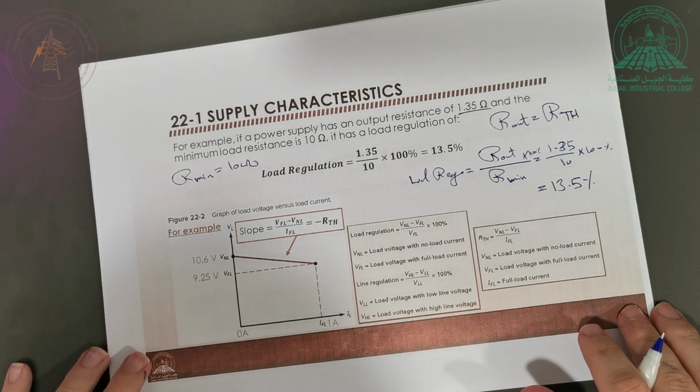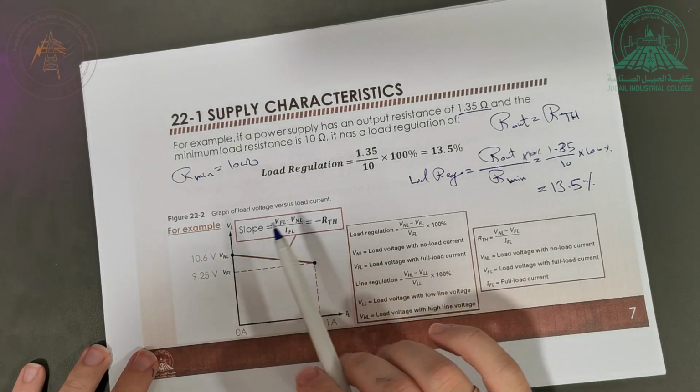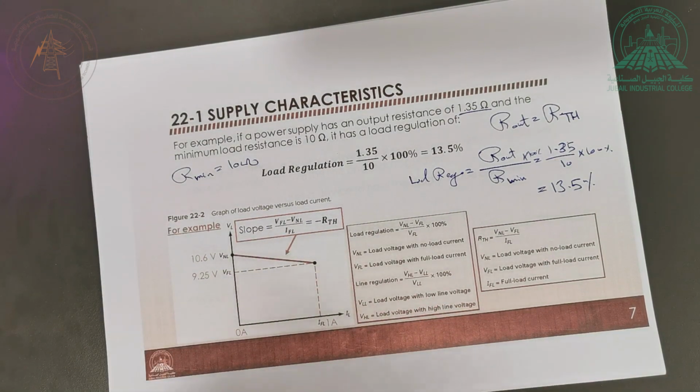Right. Now we need to talk about something also very important, which is called the load line. It's called the load line of this power supply. What's the load line of a device? A load line of a device is actually a curve or relationship between the current and the voltage of the device at different scenarios.